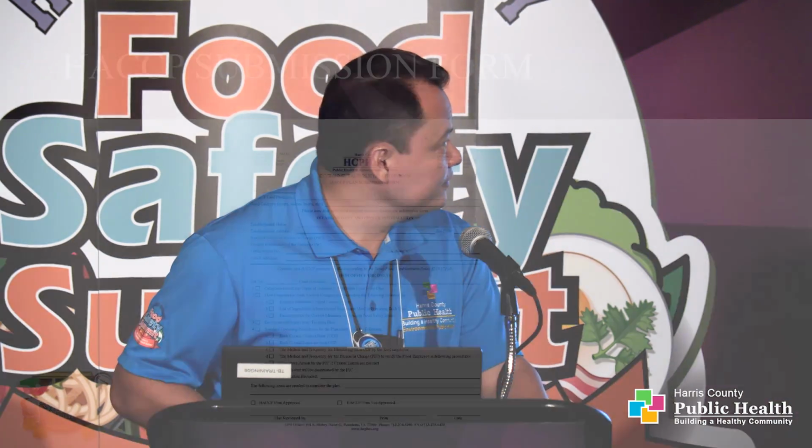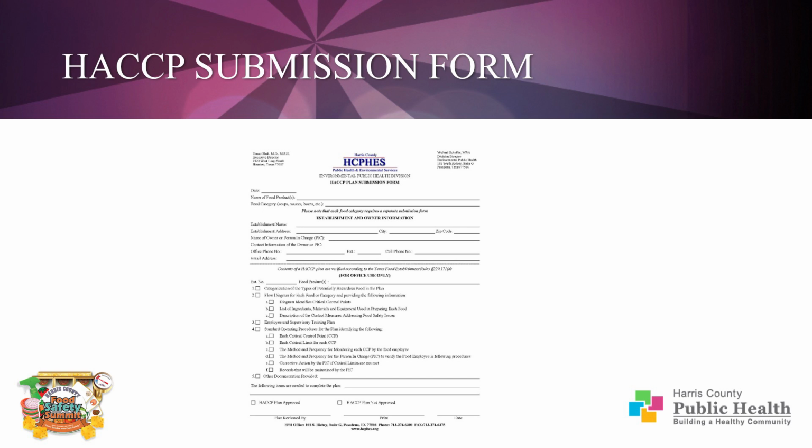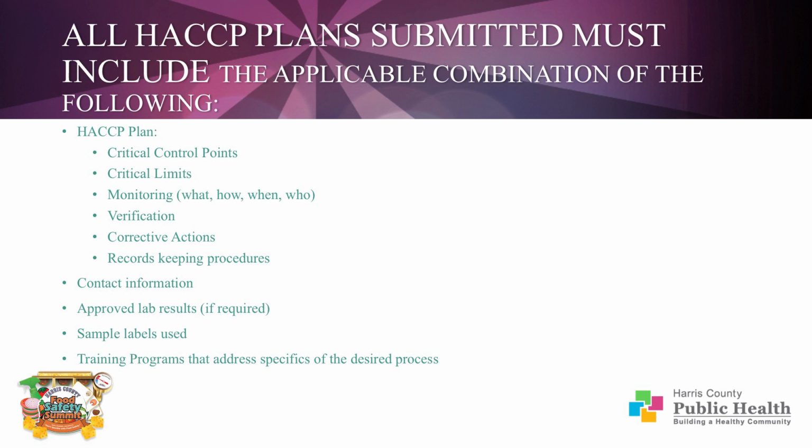This is our HACCP submission form. Basically, we also denote on it these things. We want you to include in a HACCP submission form what your critical control points are, your critical limits, as we mentioned just now. Those are the principles. That's what we want to see on your HACCP plan. Your monitoring, who's monitoring what, when, how. Verification procedures, corrective actions, record-keeping procedures. We want your contact information.